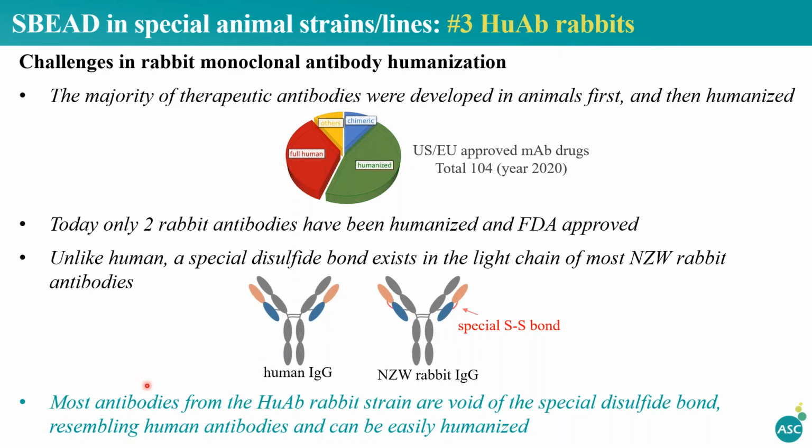To solve this problem, we identified this Huab rabbit strain. Our tests showed that most antibodies from this special strain do not have the special disulfide bond, which makes the antibodies from this strain more like human antibodies and easier to humanize.